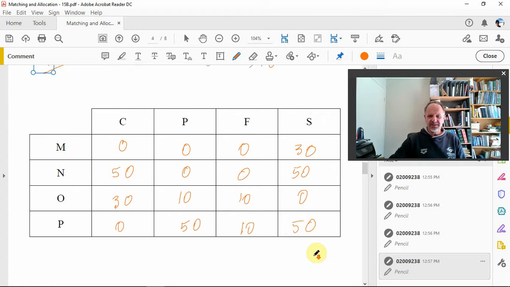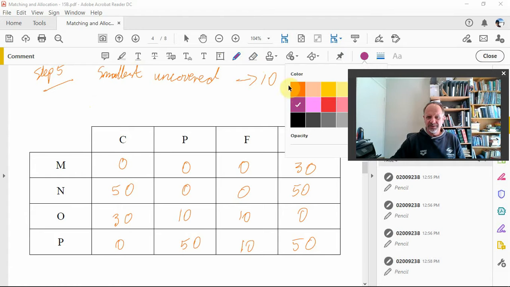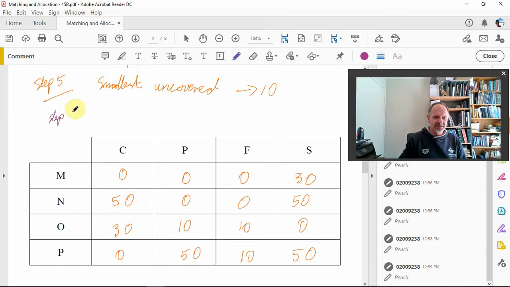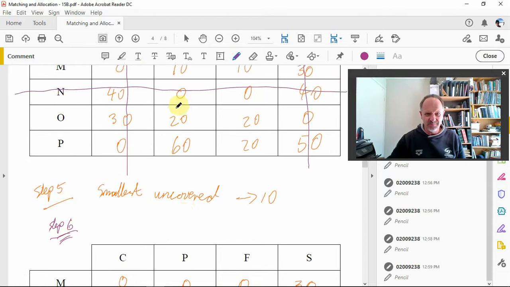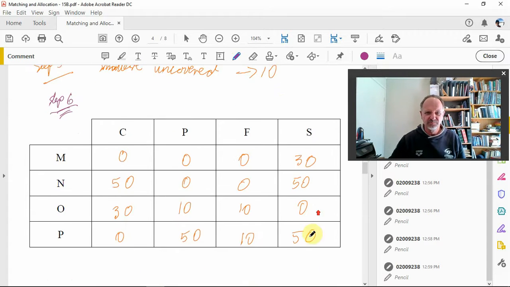So in step 6, I'll do it on here in a different color, in that purple. Step 6 is when we repeat step 4 up here. Remember, step 4 was putting the least number of lines through the zeros.